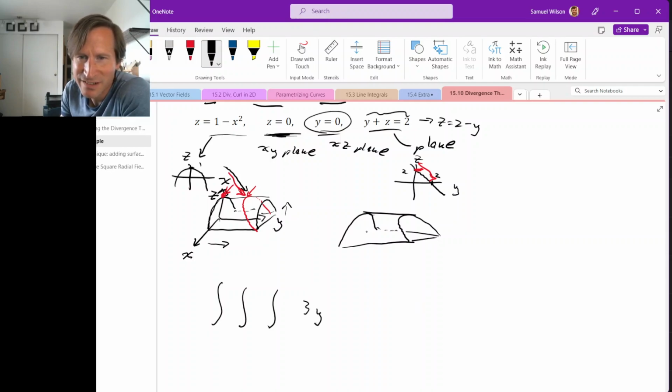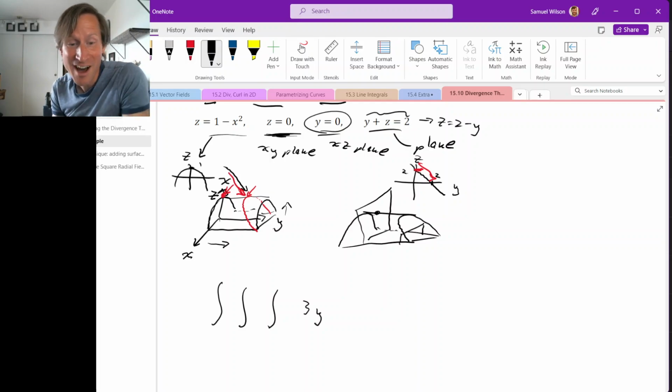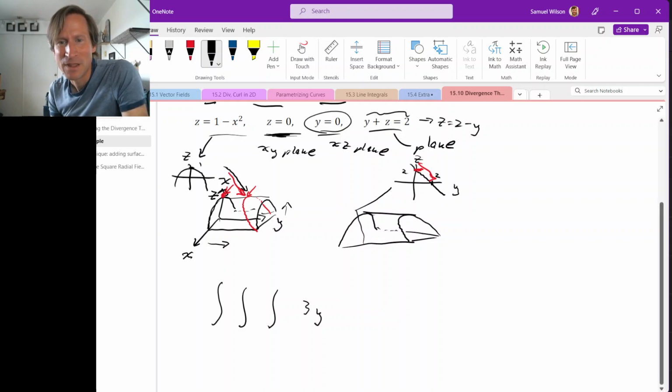So now we have to decide, how do we want to cut this thing up? If we put the y integral on the outside, so we're slicing this with planes going this way, sometimes the top of this cross-section is going to be on the parabolic cylinder, and sometimes it's going to be on the plane that's on the end of this thing. So that's not so nice when it switches from one surface to the other. So let's not put y on the outside of our integral.